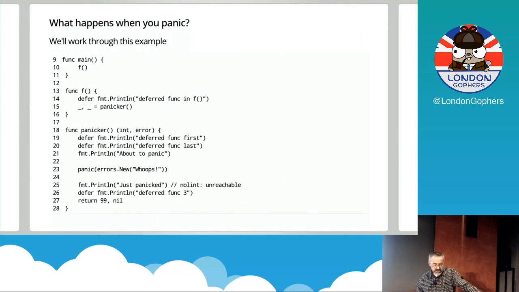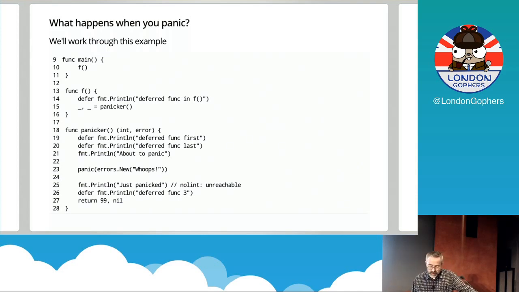So here's the example we're going to work through. This is a bit of code that will panic. So we've got a function. So main calls function f. F defers a print line statement and calls this function panicker. Panicker is supposed to return a couple of values, and the first thing it does is it defers a couple of more functions, and then it prints out a little message saying it's about to panic, and panics, and then there's a bit of code after that.